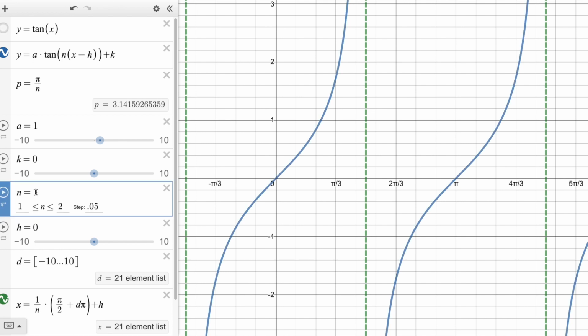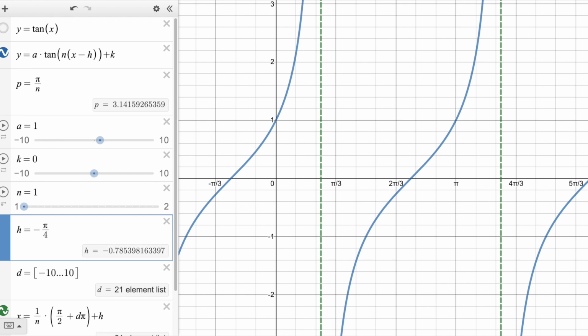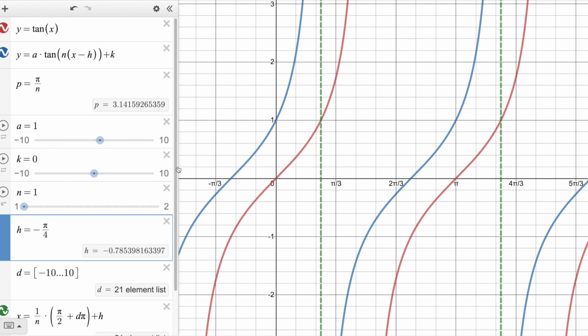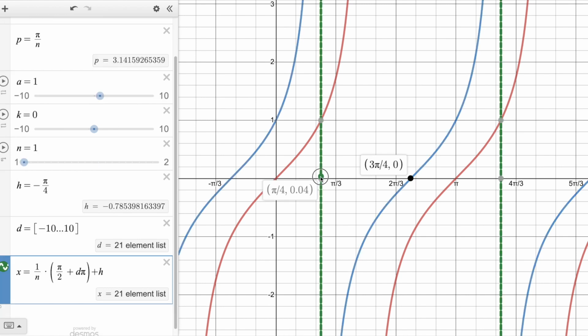Now let's change this h value, which is the horizontal translation amount. This doesn't affect the period, but translating everything left by pi on 4 does exactly what you'd expect. Let's compare this to our original graph, which is the red one. The blue has translated left by pi on 4. These asymptotes have also shifted as well, but we can see that our x-intercepts are still halfway between our asymptotes because we haven't changed that k value.